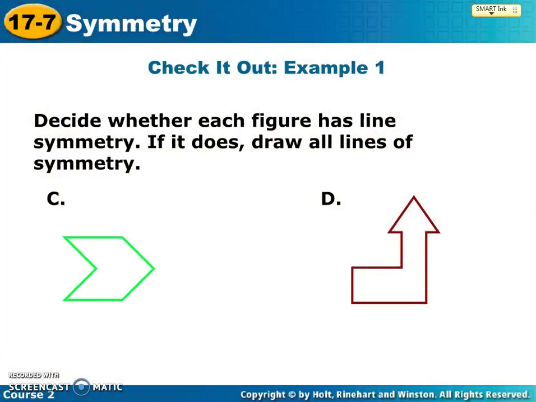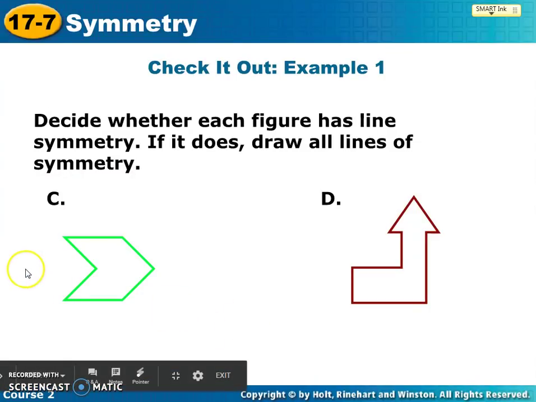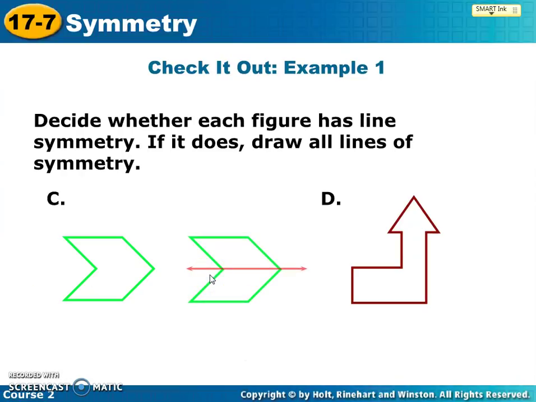All right, here's two new pictures. C. If we look at C, it looks like we could probably cut it maybe left and right and fold it up and down. So it has one line of symmetry, and our line of symmetry there goes left and right to cut it in half.